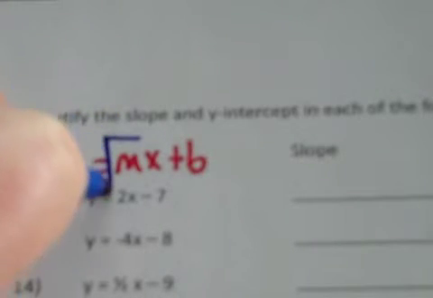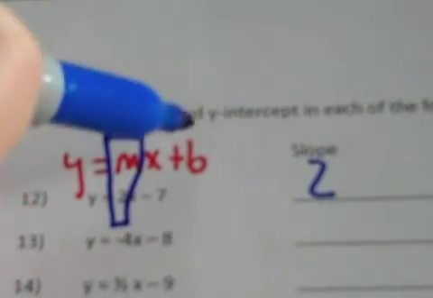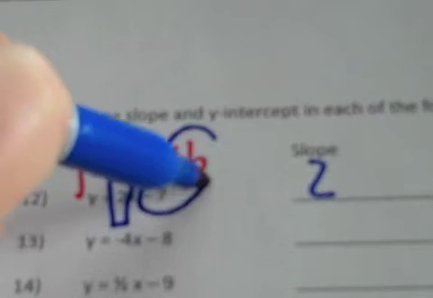So let's look at the first problem, problem number 12. We have y equals 2x minus 7. So if I write y equals mx plus b over the top of that problem, I should be able to recognize that the m value is the positive 2, so that's my slope, and that the b value, well, typically it's plus b, but this says minus 7. So that minus sign really becomes a negative, which means that the y-intercept for this first one is negative 7.